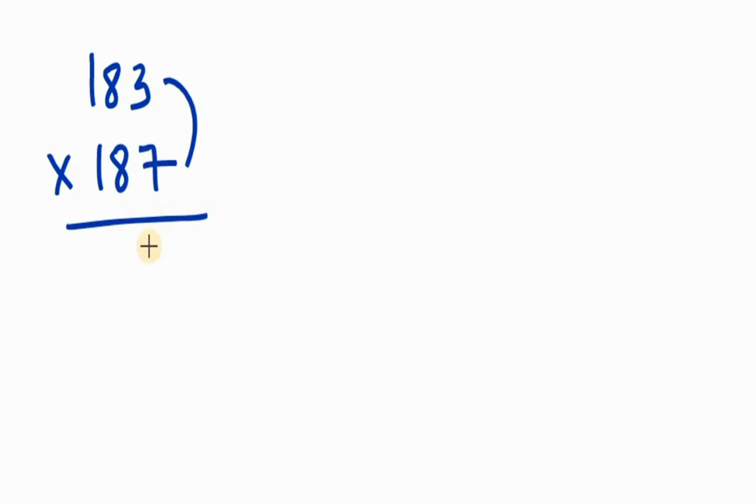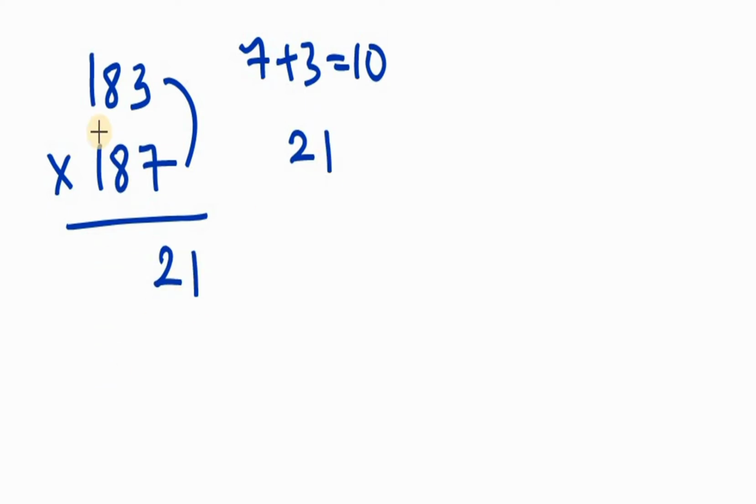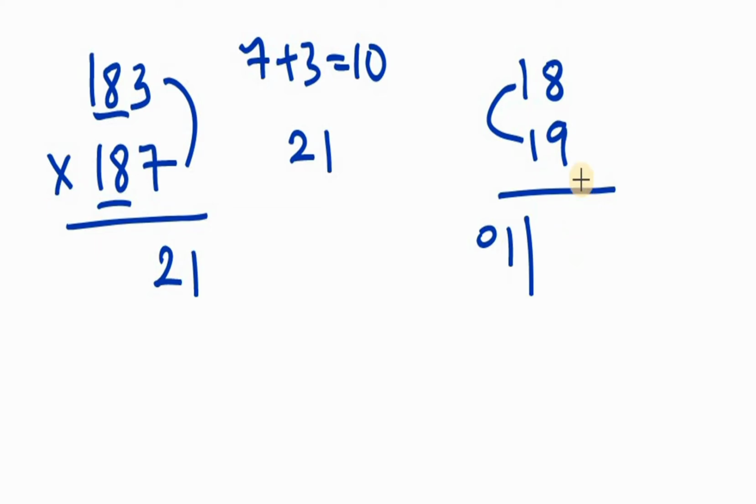So 183 multiplied by 187. Check out the last two digits, 7 and 3. 7 plus 3 is 10. 7 3s are 21. So let's write 21. 18 and 18 both are same. So 18 multiplied with the 19. 1 1s are 1. And next 1 9s are 9. 1 8s are 8. So 9 plus 8 is here. What I will get? 17.